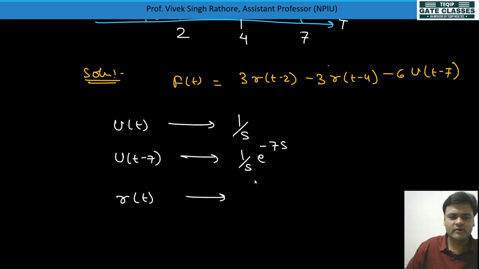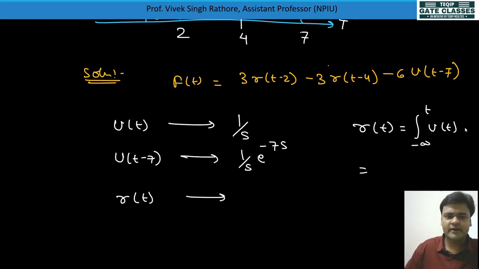r of t is nothing but the integration of u of t, right, integration from minus infinity to t of u of t can be written as r of t. You can write u of t convolution with u of t, because any signal convolved with u of t is similar to integration from minus infinity to t. I have told you this property in the first module also.